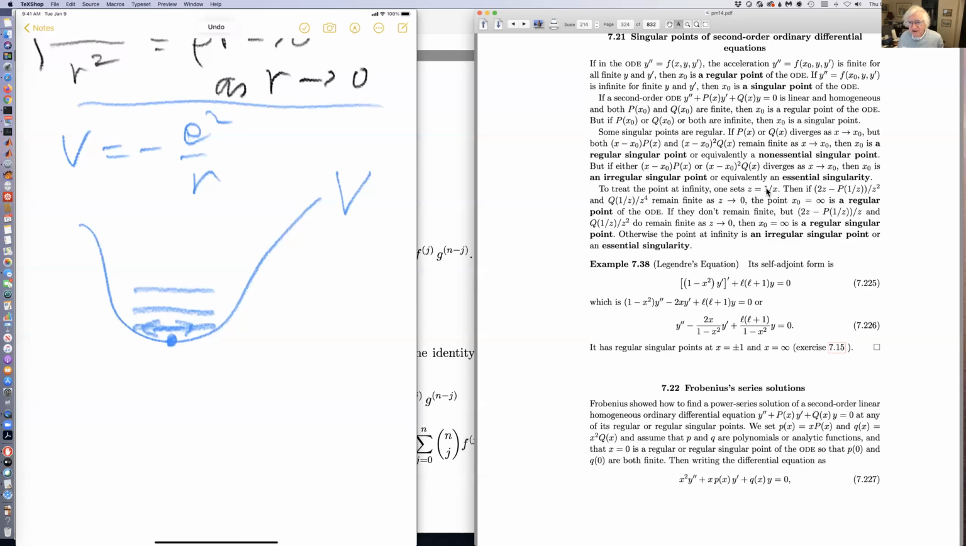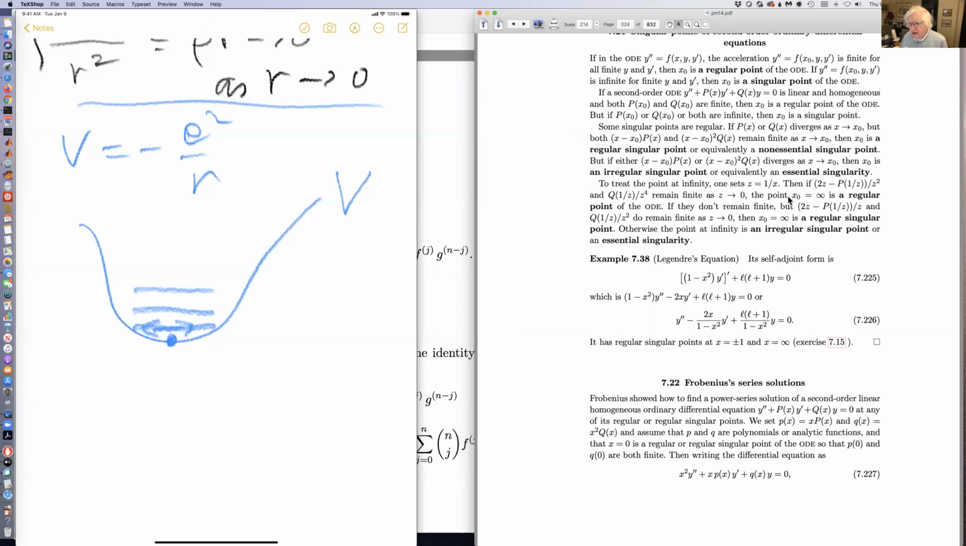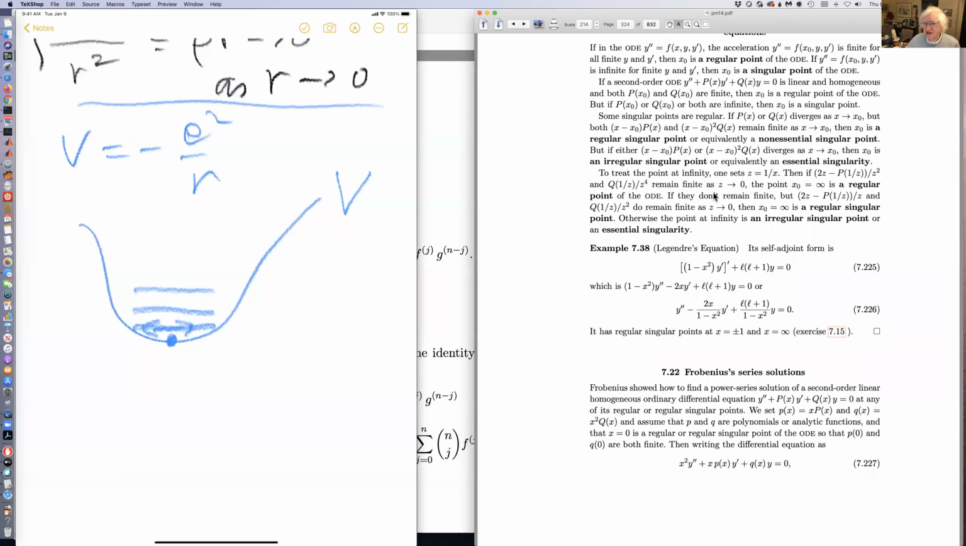is they set z equal to 1 over x. And then the deal is, if 2z minus p of 1 over z, being x, divided by x squared, and q of 1 over z, which again is x, divided by x to the fourth, remain finite as z goes to 0, then we say that x0 equal to infinity is a regular point.